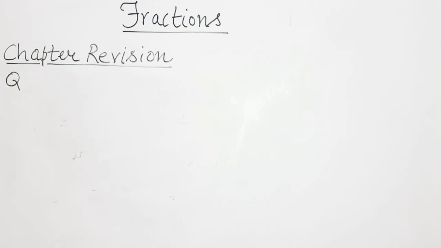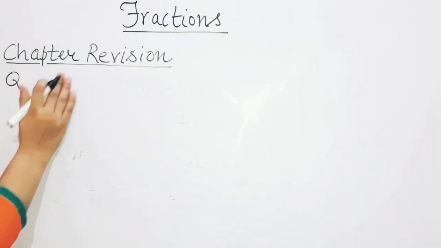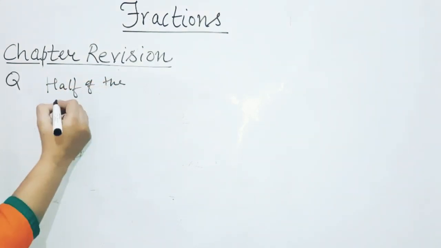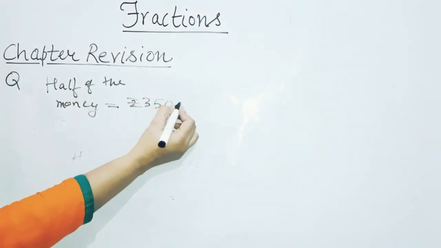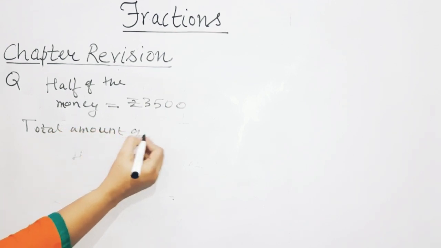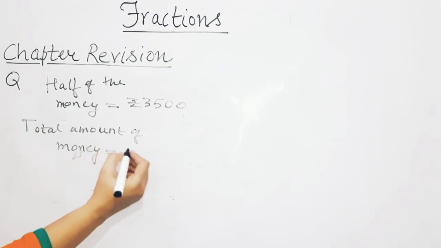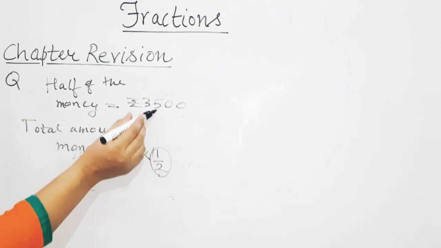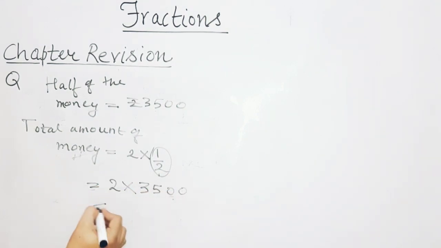So the first statement will be: half of the money is equal to rupees 3,500. Now for the total amount of money, what you have to do is just double the amount. Total amount of money is equal to 2 into 1/2. Whatever half of the money is, 3,500, you multiply that by 2. So 2 multiplied by 3,500.